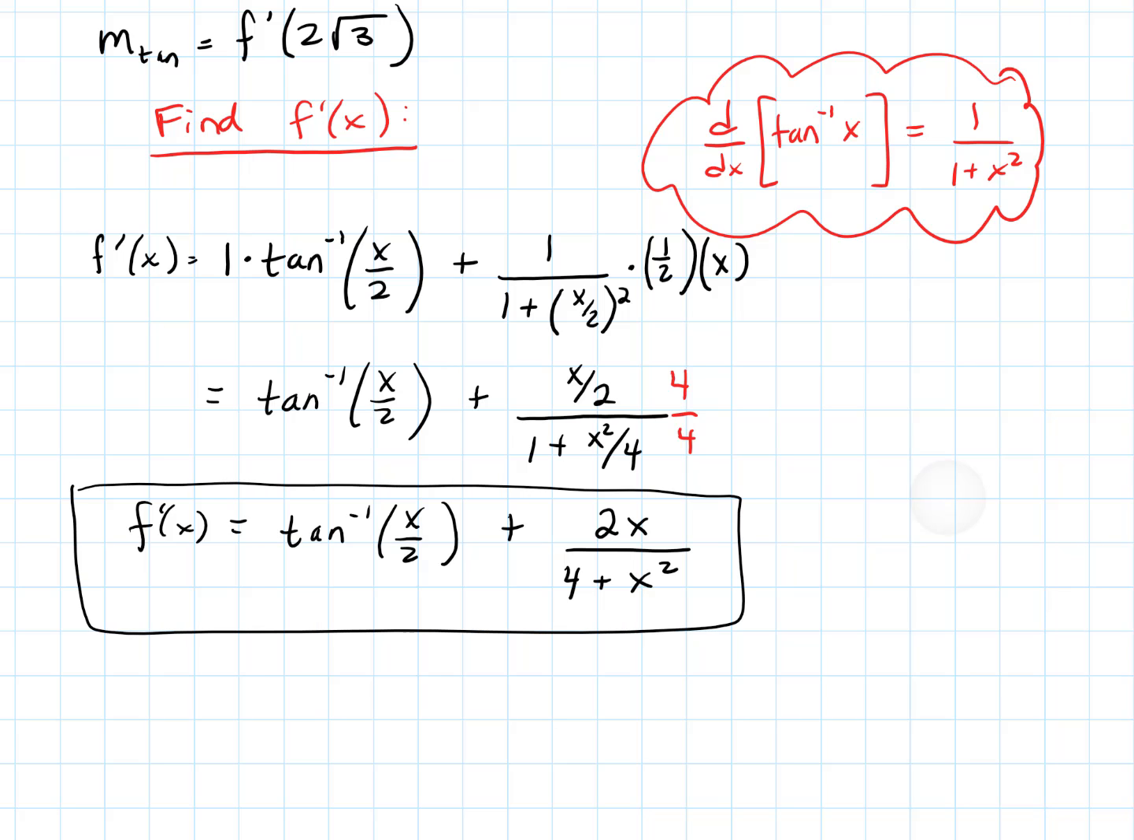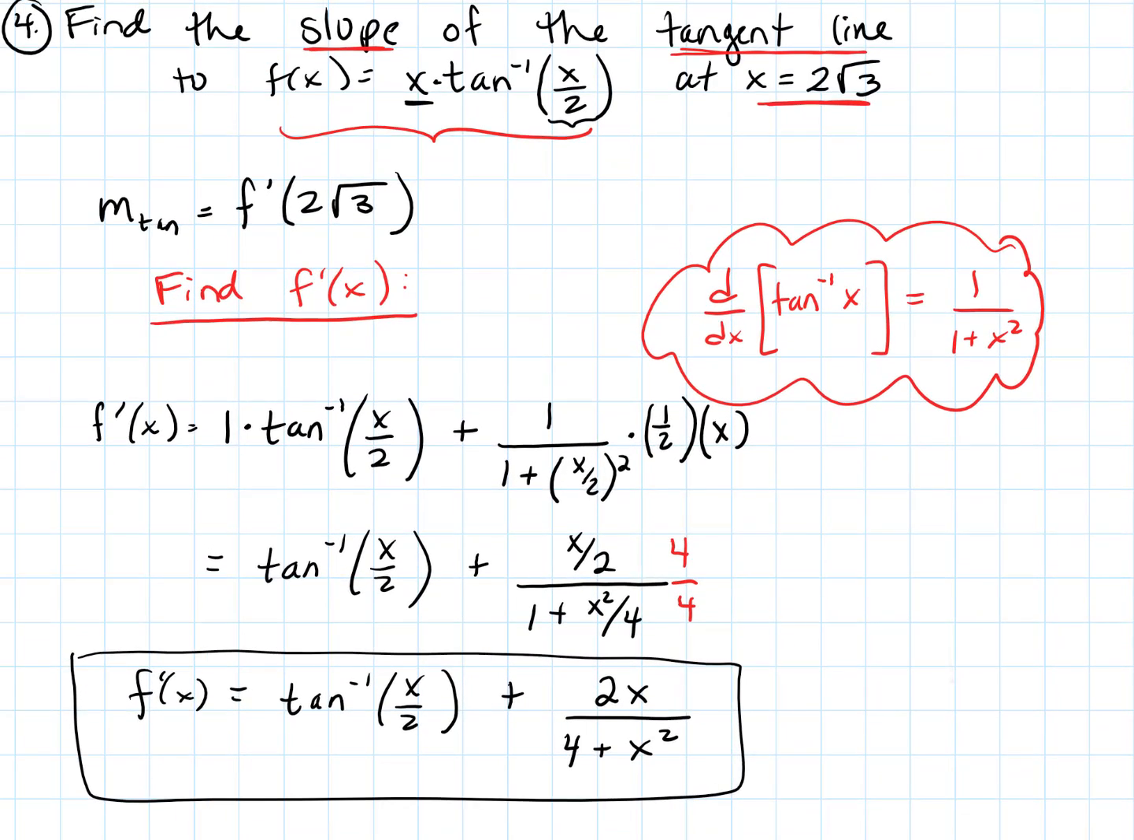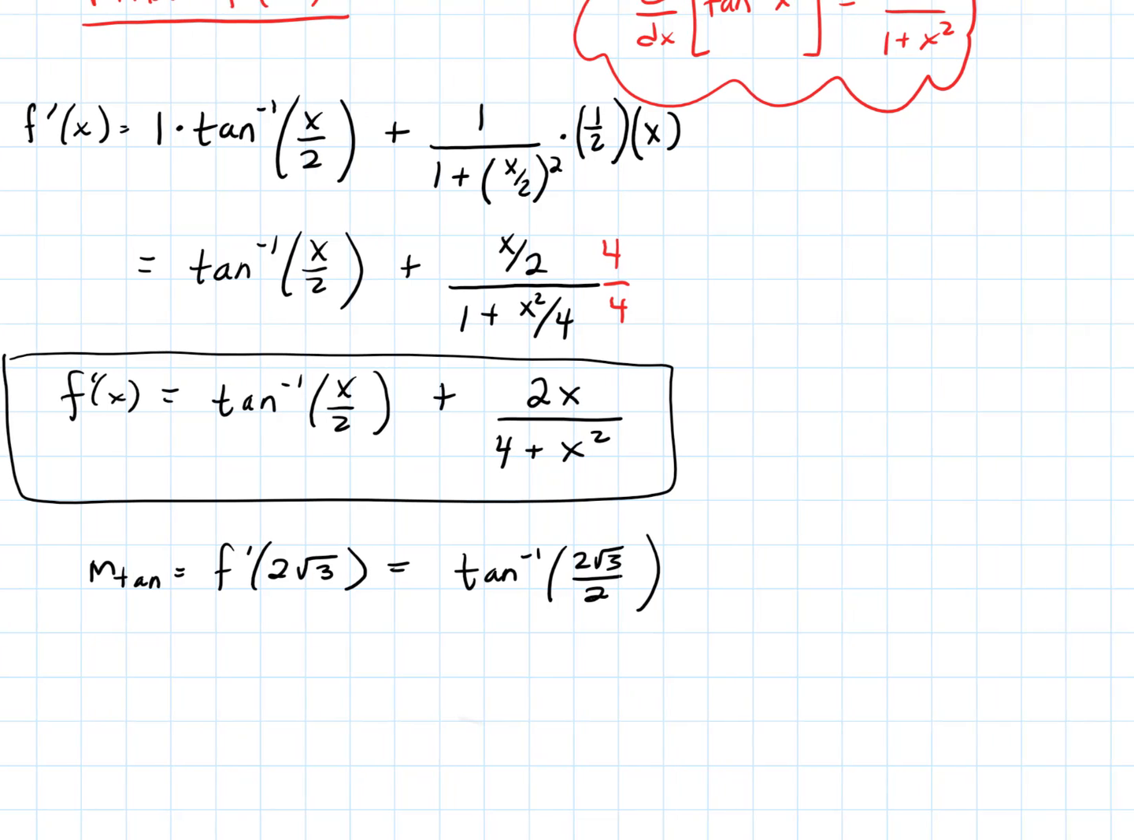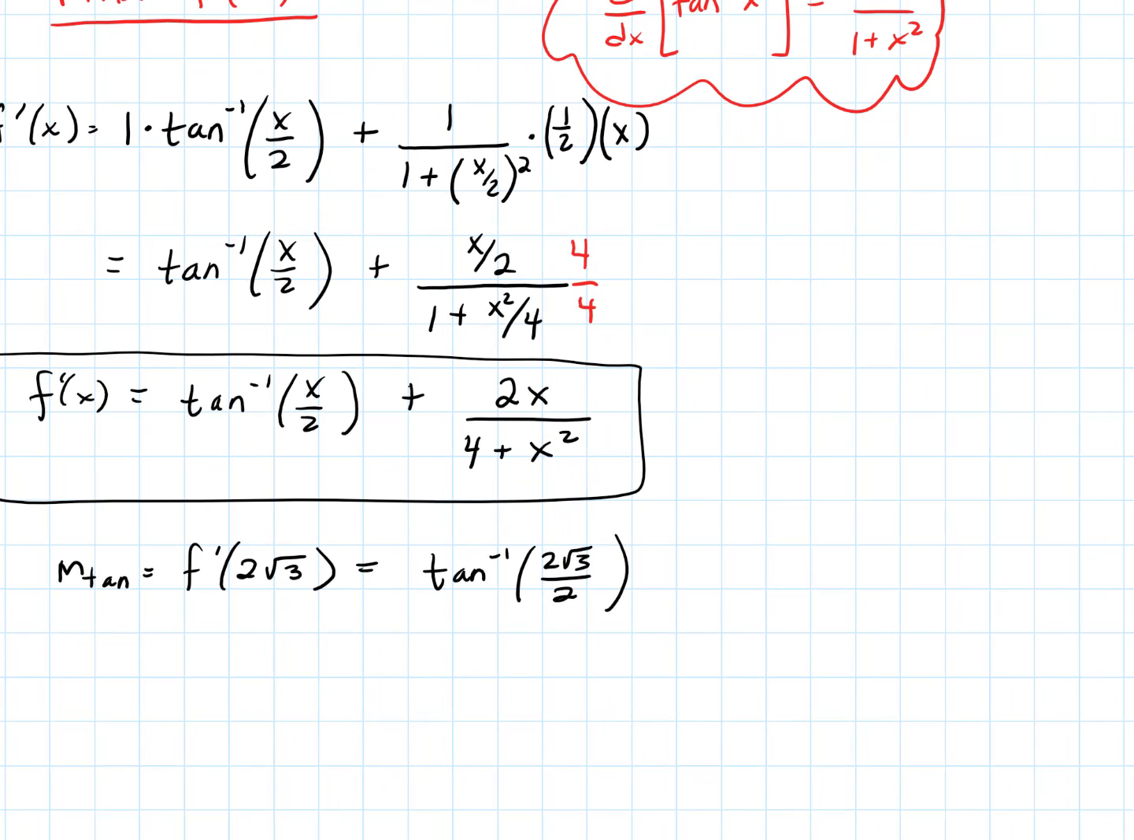So now I want the slope at 2 root 3. So now I just have to plug in 2 root 3. So we're taking the inverse tangent of 2 root 3 over 2. So we'll be looking at the inverse tangent of root 3, plus now we've got 2 times 2 root 3 over 4 plus 2 root 3 squared.